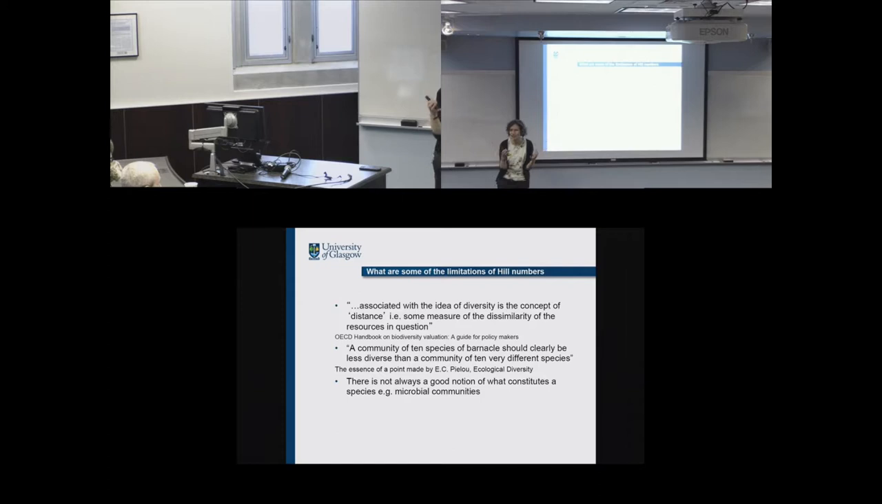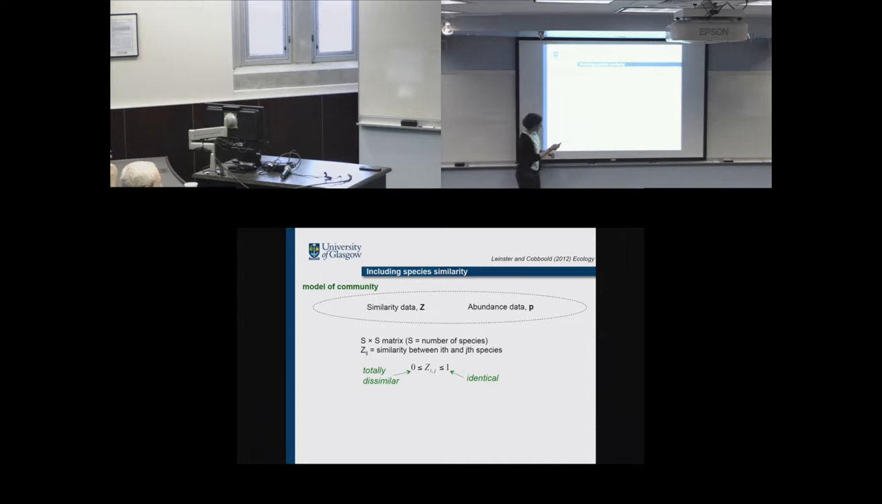We've got no information about how related or unrelated these species are. So that's the next step. So how can we then take this idea a little bit further, push a bit further to include information about how related or unrelated the species are? Okay, so that brings us to introduce a bit more into our model of our community. We started off with just having abundance data of our species. And now we're going to throw in some information about how similar or dissimilar those species are.